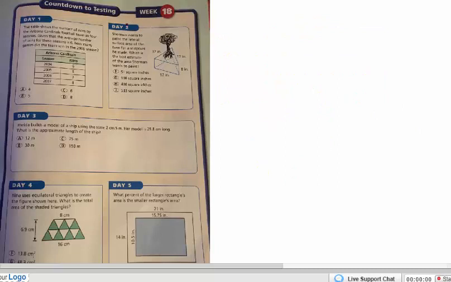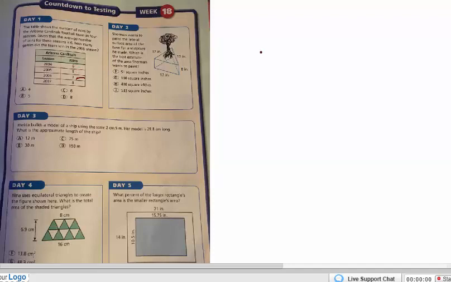Alright, so week 17 done. We are halfway through our homework. Week 18, day 1. The table shows the number of wins by the Arizona Cardinals football team in 4 seasons. Given that the average number of wins for these seasons is 6. So the average of these numbers is 6. It's given. How many games did the team win in the 2006 season? So we need to find this number out.